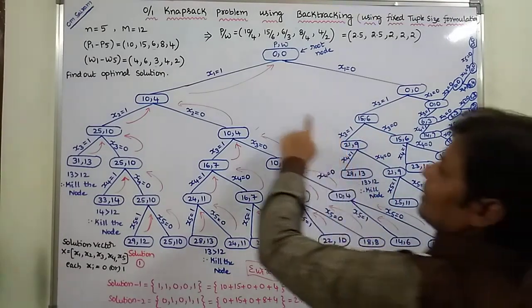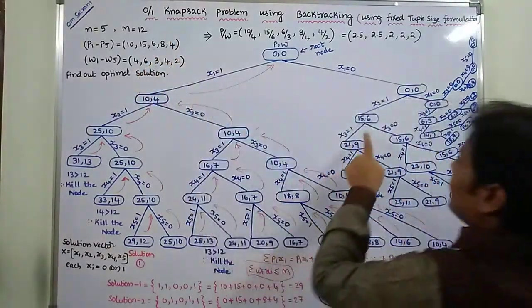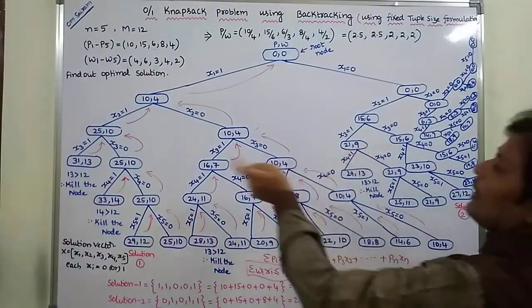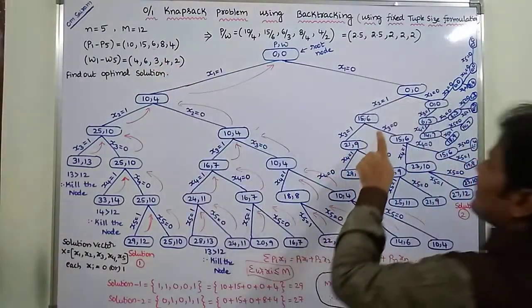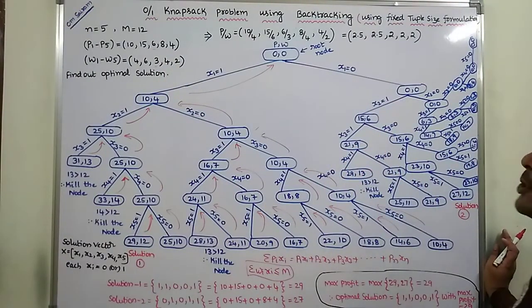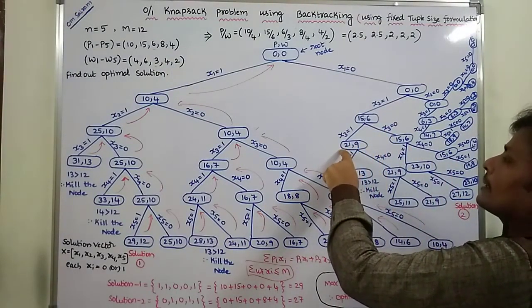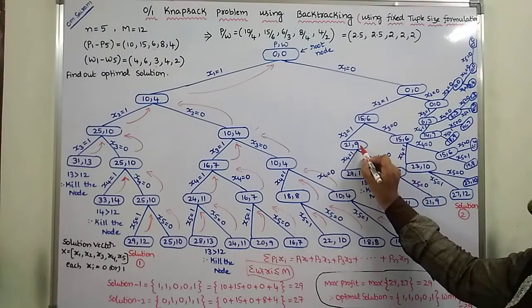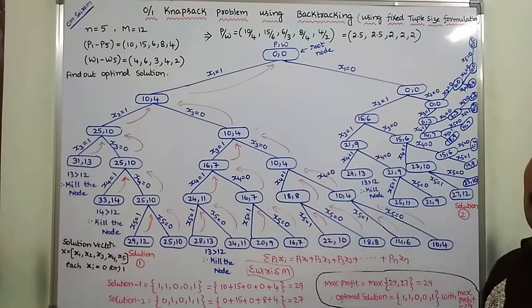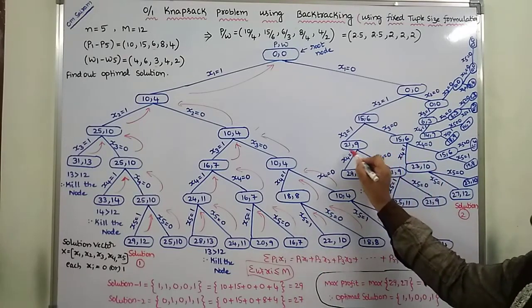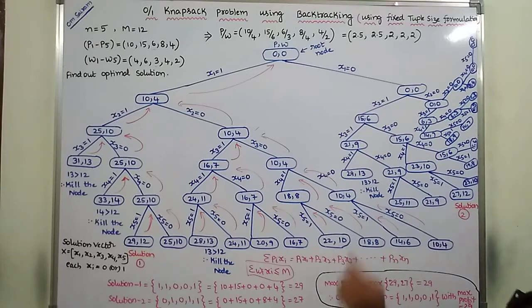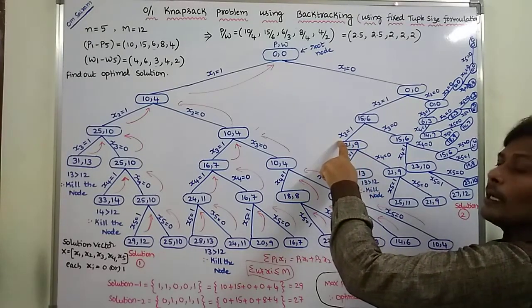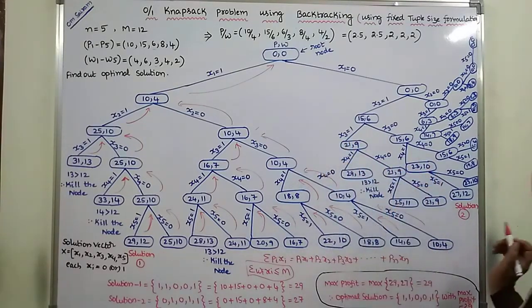Consider the third object. Third object profit is 6, 15 plus 6, that is 21. Third object weight is 3, 6 plus 3, that is 9. So after considering the third object, the p comma w value becomes 21 comma 9. Here 9 less than or equal to 12, condition true, so we have to extend that node. Up to now 3 objects are completed. Now we go for the fourth object.